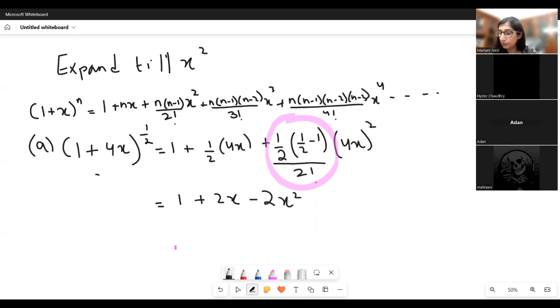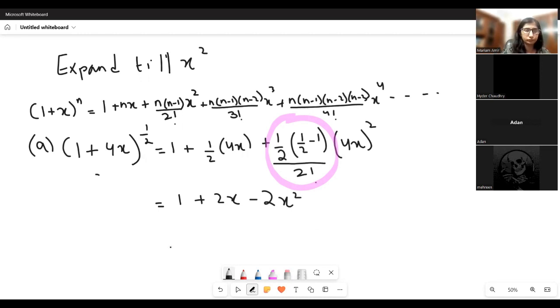1 minus 2. It says minus 2. Next plus 2, sorry. There's plus 2, I was looking at the next answer. Okay, this is the correct expansion for part A.